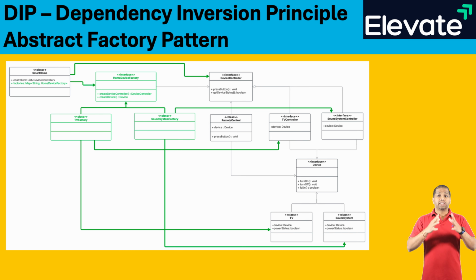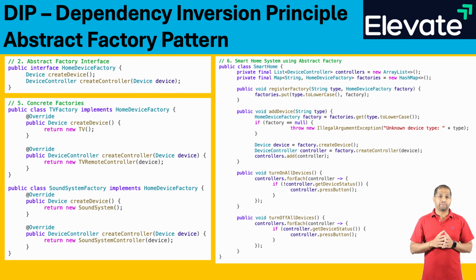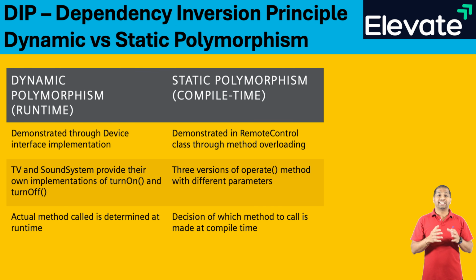This is how the class diagram of the compliant solution would change if we use the abstract factory pattern. I have marked changes in green. This is how you would implement the same in Java, and I believe you can go over the code to understand the implementation. The last concept we are going to discuss is dynamic versus static polymorphism.